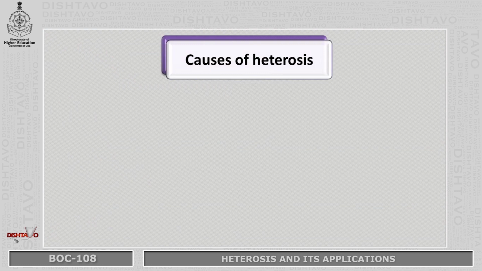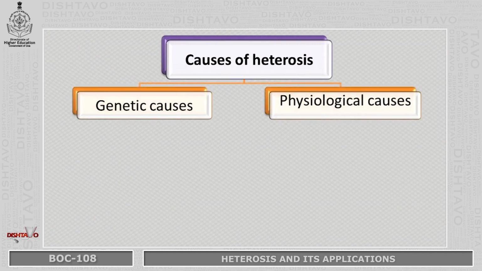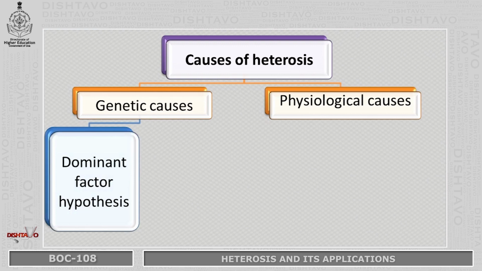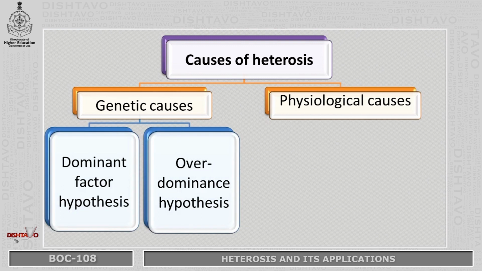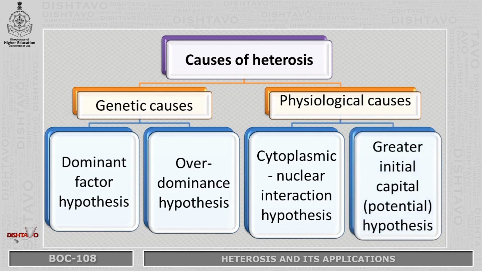Now let us see the causes of heterosis. Heterosis is basically caused because of two aspects: genetic causes and physiological causes. These causes are further explained with the help of hypotheses. Genetic causes can be understood with the help of the dominant factor hypothesis and the overdominance hypothesis. On the other hand, we have physiological causes, which can be explained with the help of the cytoplasmic nuclear interaction hypothesis and the greater initial capital potential hypothesis.